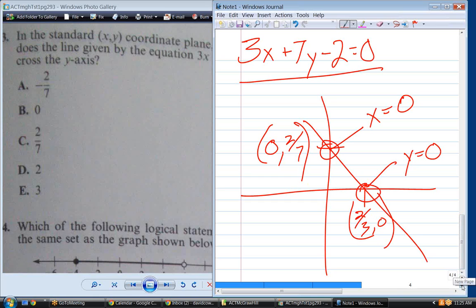You definitely want to be good at linear equations. If there's one thing the ACT tests on, it's linear equations in the XY plane. You want to know exactly what they're talking about. You want to know that slope is involved, X and Y intercepts are involved, and various formats are involved on the equation. This is standard format. Y equals minus 3/7 X plus 2/7 is slope-intercept format. Same equation, just different format.